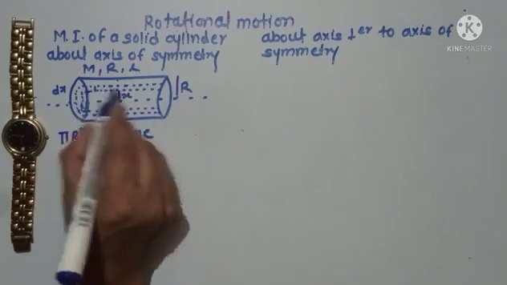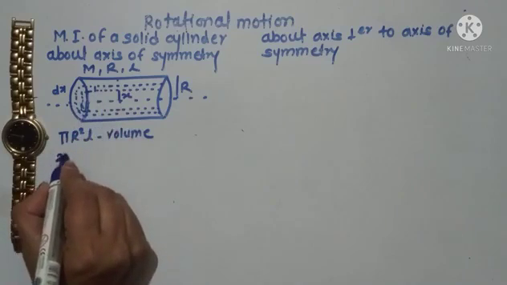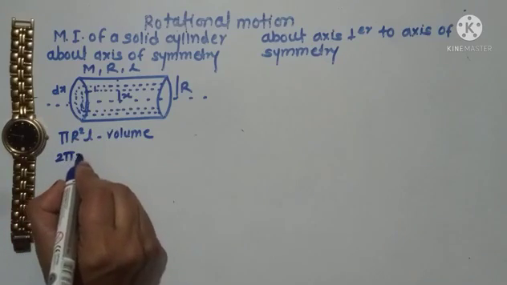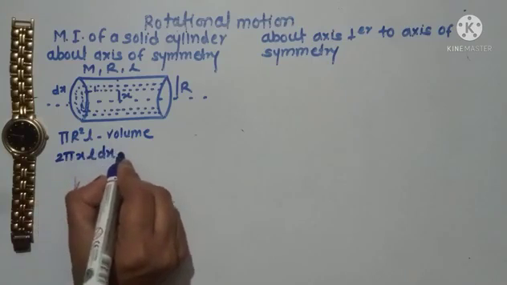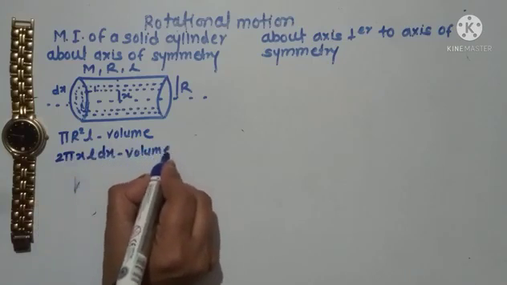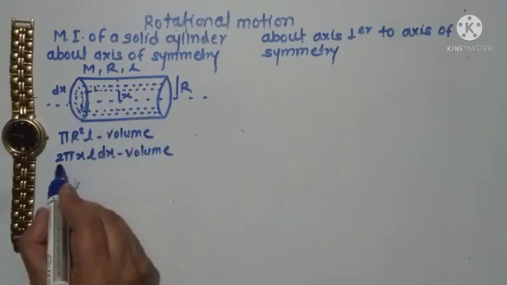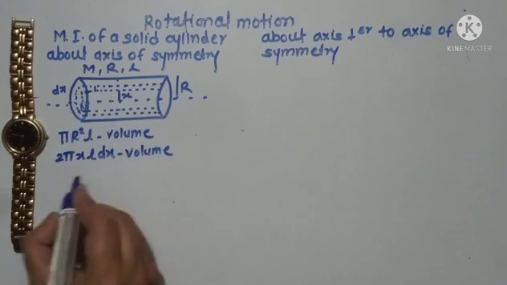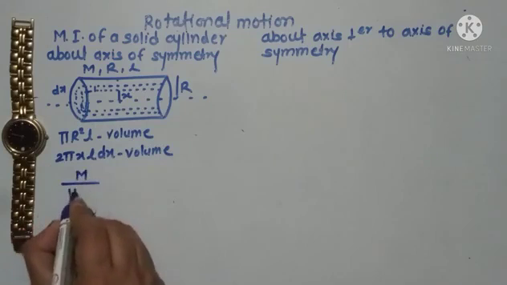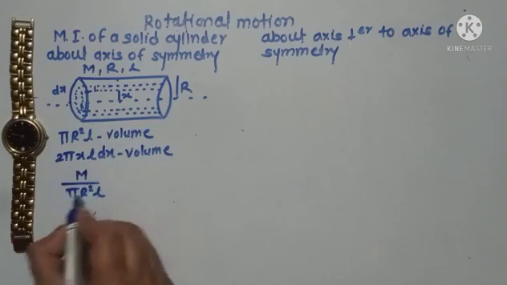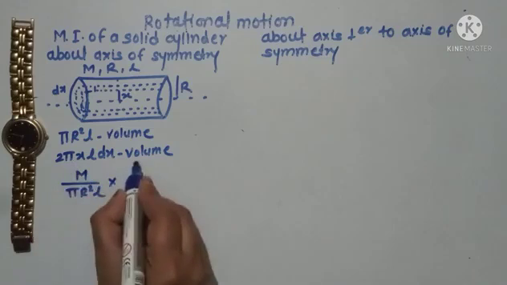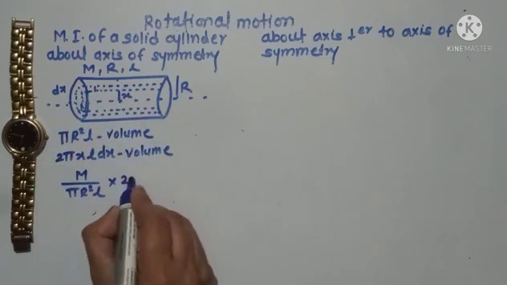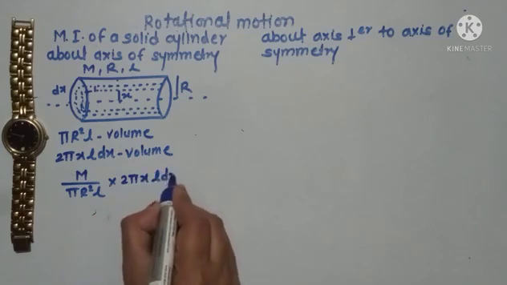Now the volume of this coaxial cylinder will be 2πx·l·dx. Now the mass per unit volume of the total cylinder will be m upon πr²l, and this mass per unit volume multiplied by the volume of the coaxial cylinder will give us the mass of the coaxial cylinder. So let me multiply it by 2πxl dx.